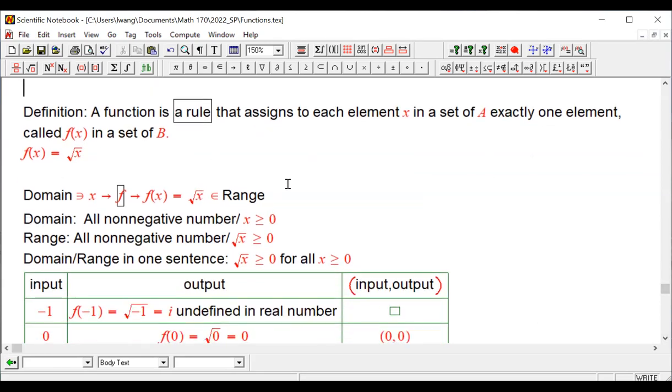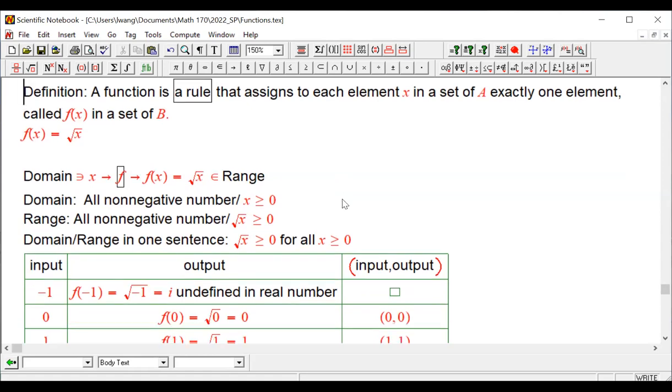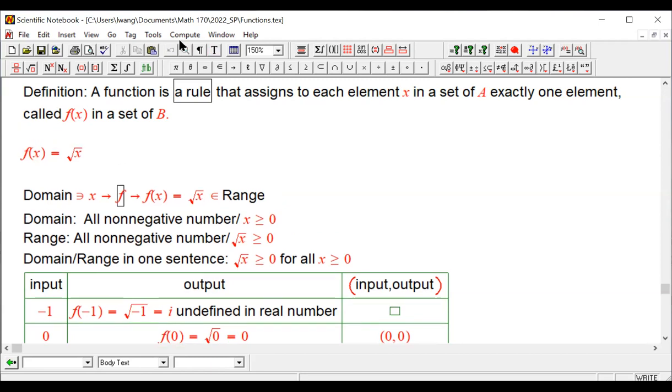I try to cover all of these functions in one sitting. If you have to take a break, go ahead and take a break, and come back. This function is called the square root function. What kind of rule is this? You give me an input, and we take the square root of it. The square root of the input is the output.